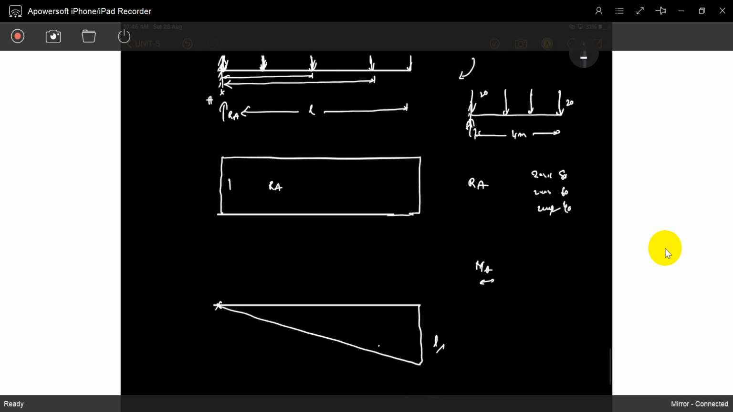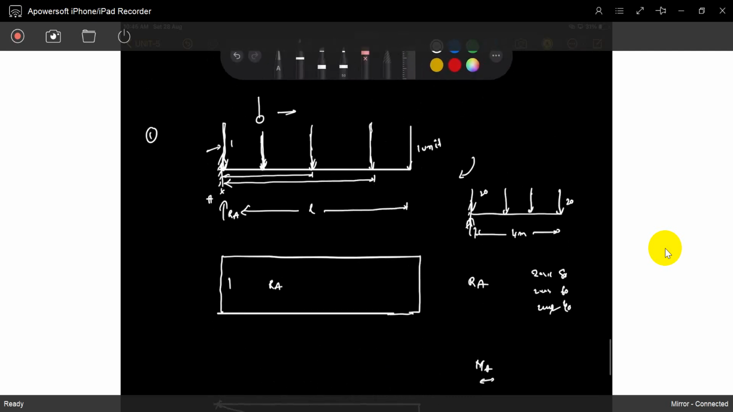So now I want the shear force at one section. Shear force at one section. What is that section? I will ask something.